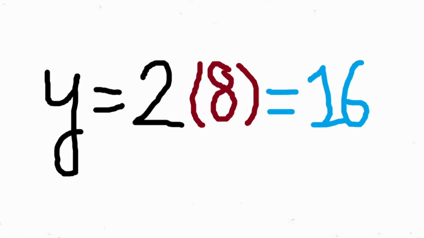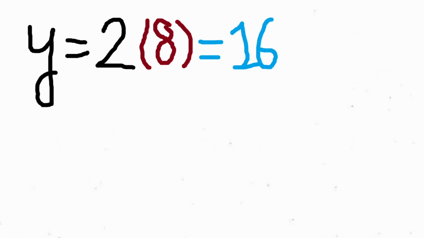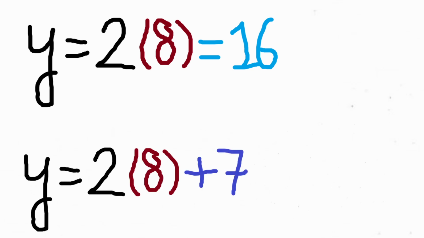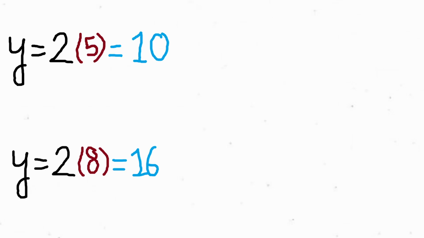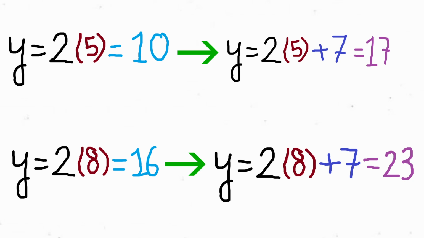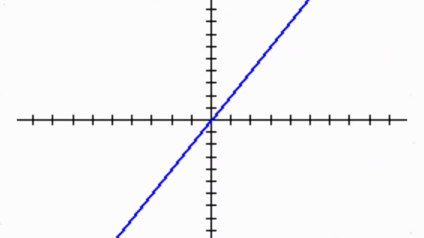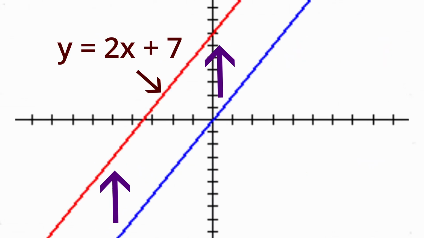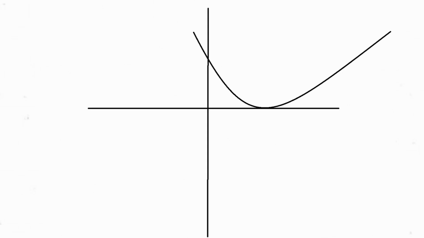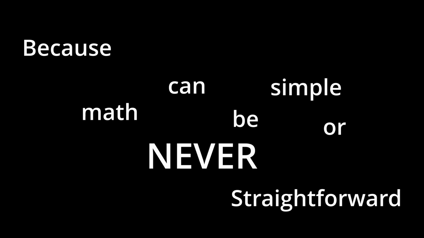Similarly, let's say we input an 8 to the original function. This would give an output of 16. Now, with the modified function, when we give an input of 8 into the function, the output is now 23. See the pattern? For the same input, the output is now shifted 7 more than the original output. In effect, the function shift would look like this. Shifting a function left or right is the exact same idea, just with a twist. Because math can never be simple or straightforward.